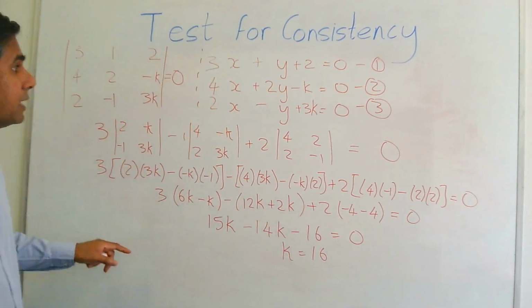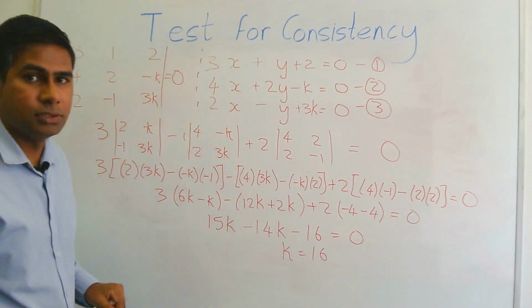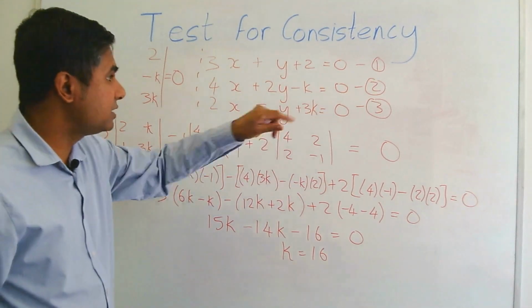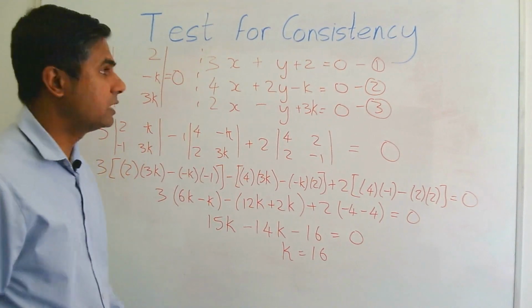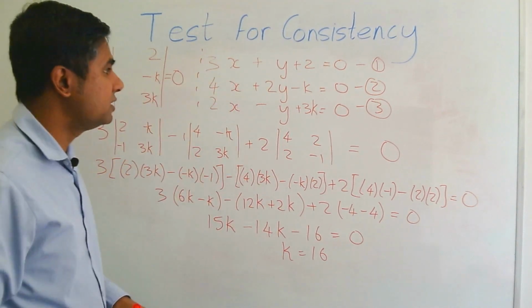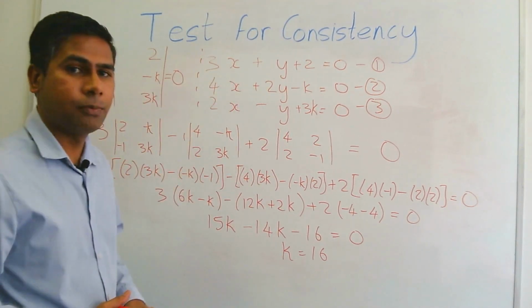So what we're saying is that for this system of equations, when k is equal to 16, then this particular system of equations will be consistent. We can solve for x and y using any two of these equations, and then we will be able to evaluate the system like that.